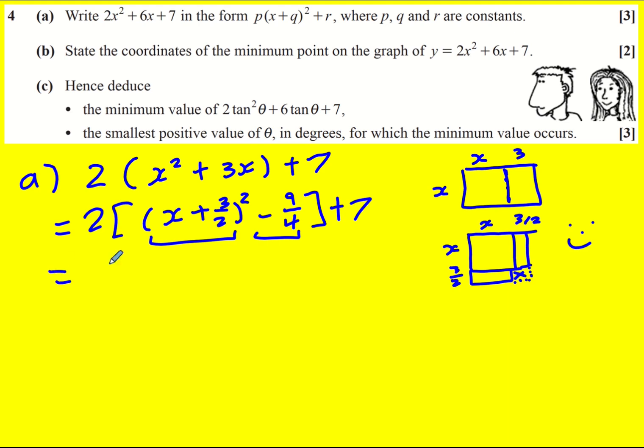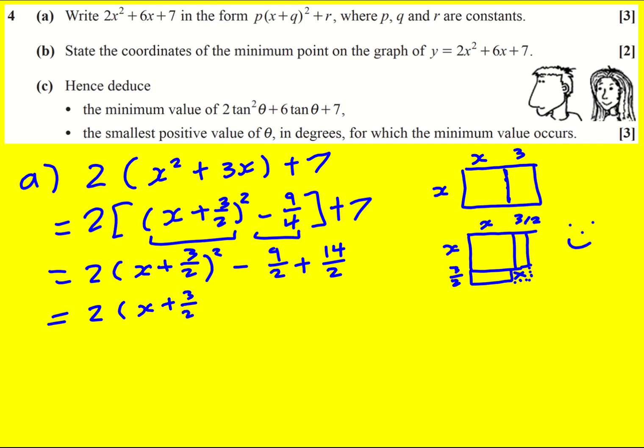Okay, back to this question. We're nearly there. So it's going to be 2 times x plus 3 over 2 all squared, minus 9 over 2. And then I'm going to write the 7 as 14 over 2 because then I can, without a calculator, put them over a common denominator. So it's going to be plus 5 over 2. Okay, there we go.